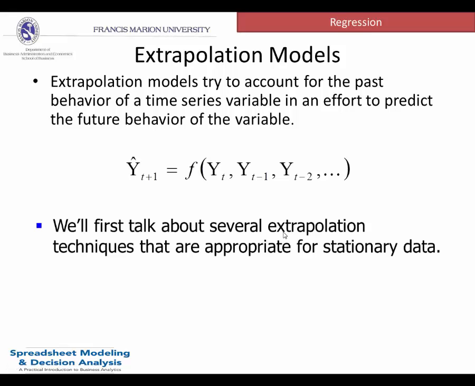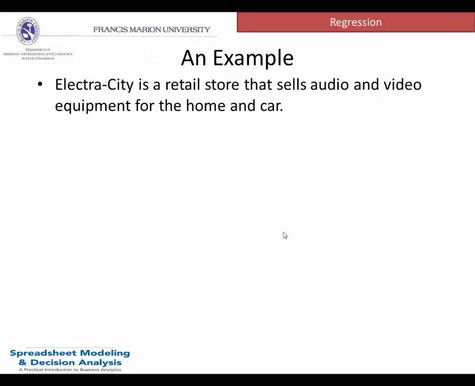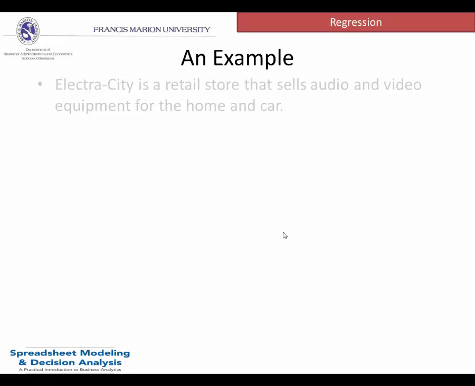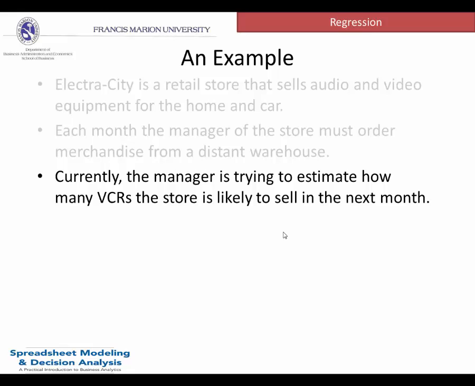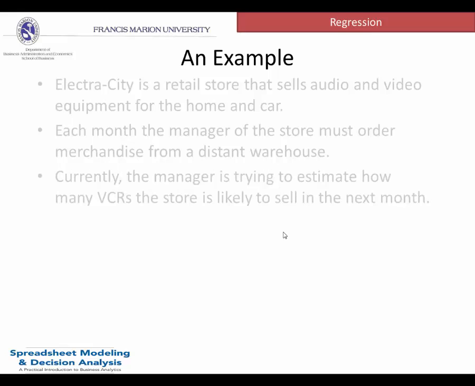And we're going to talk about several extrapolation techniques that are appropriate for stationary data. So the first step is we're going to talk about stationary data. Let's take an example. Electricity is a retail store that sells audio and video equipment for home and car. Each month, the manager of the store must order merchandise from a distant warehouse. Currently, the manager is trying to estimate how many VCRs the store is likely to sell in the next month.